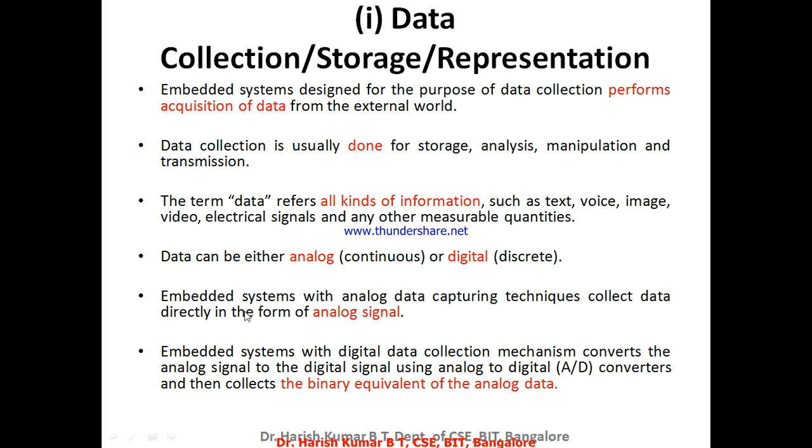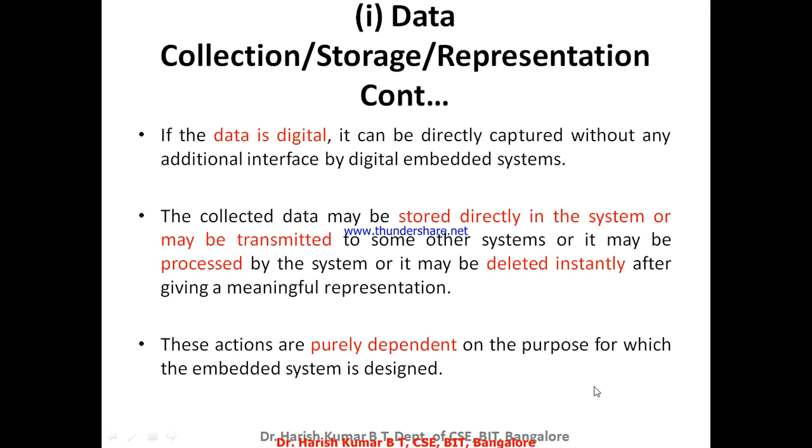ones. Now here, embedded systems with analog data capturing techniques collect data directly from the analog signals. They don't do any conversion, and embedded systems with the digital data collection mechanism convert the analog signal into digital data using an appropriate analog to digital converter, and ultimately they represent the analog data in the binary equivalent, that is zeros and ones.